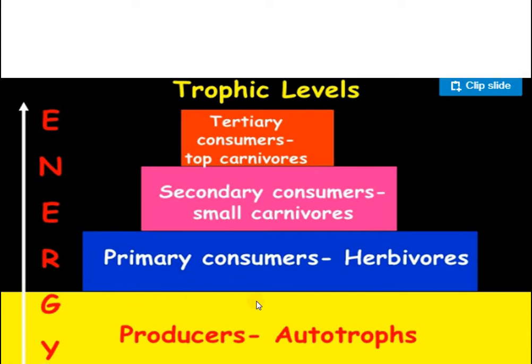So producer will always be at the base. It will produce its own energy, and then it will transfer energy to the primary consumer, which can be a herbivore. Primary consumer will shift the energy to secondary consumer, which can be a small carnivore. Secondary consumer will transfer the energy to the topmost carnivores. So here, if you see, I have written that energy is being passed on from producer to primary, secondary and tertiary consumers.